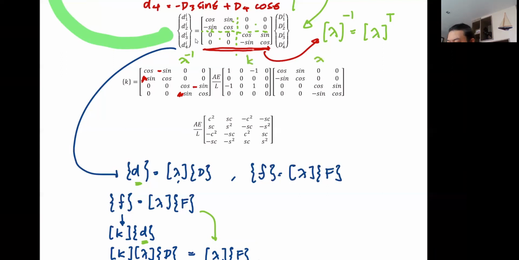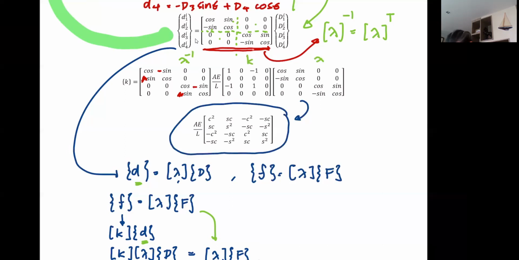This is the local stiffness matrix. You multiply everything. Do some calculation, and this is what you have, folks. This is the stiffness matrix in the global direction, or you can just call it, maybe with a different color, global stiffness matrix.